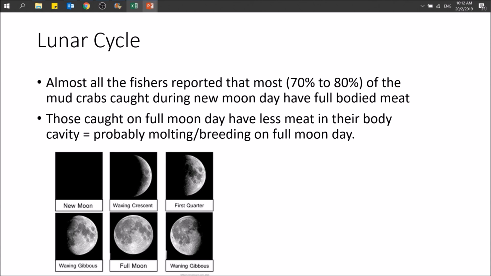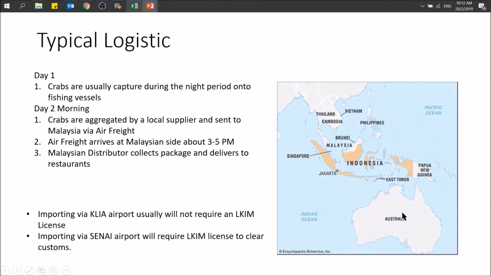So what does the logistics actually look like? This varies from country to country. First I will talk about Malaysia. Malaysia usually gets its wild catches from Indonesia. They get them from places like Makassar, East Kalimantan, or even Papua.